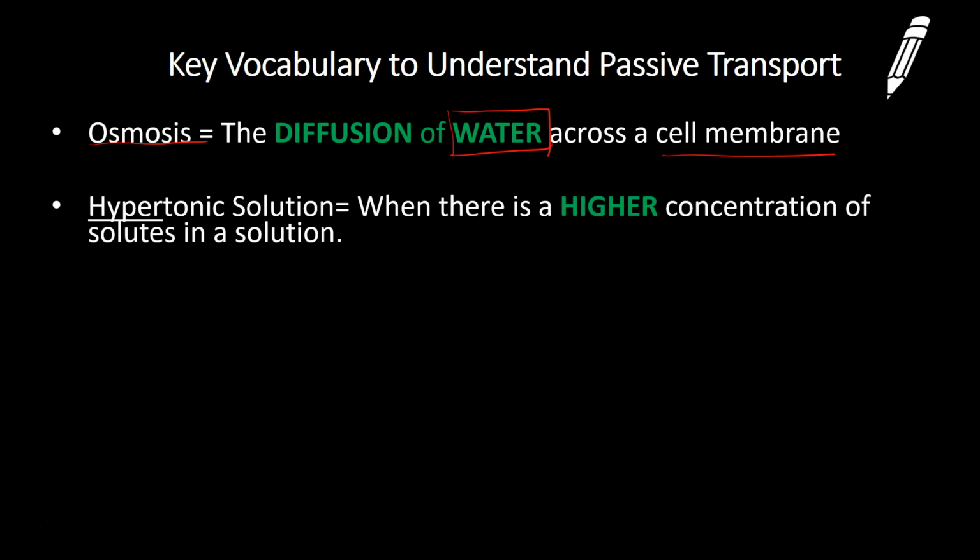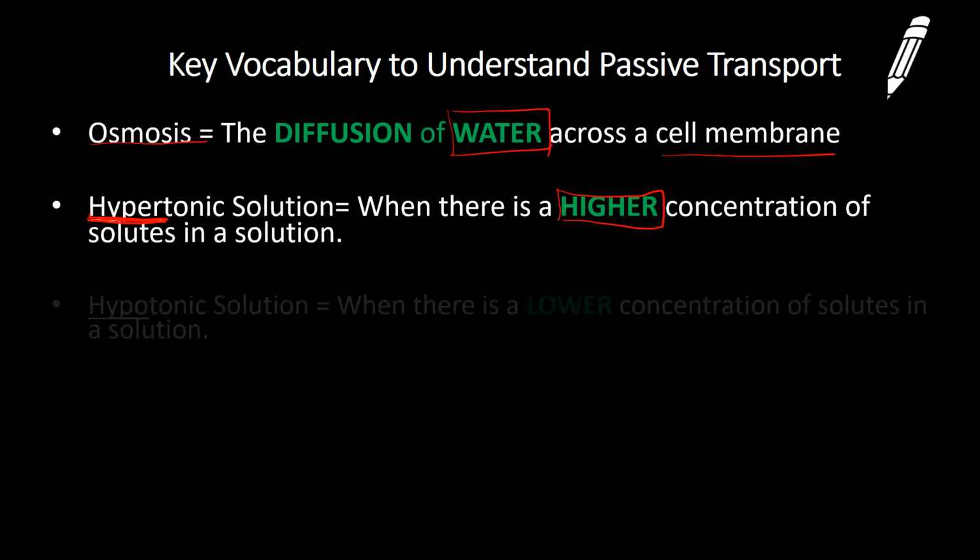This prefix right here, hyper. Hyper means in excess, or a lot of, or higher amount, okay? So a hypertonic solution is when there's a higher concentration of solutes in a solution. And this will all make sense as we go through the video.